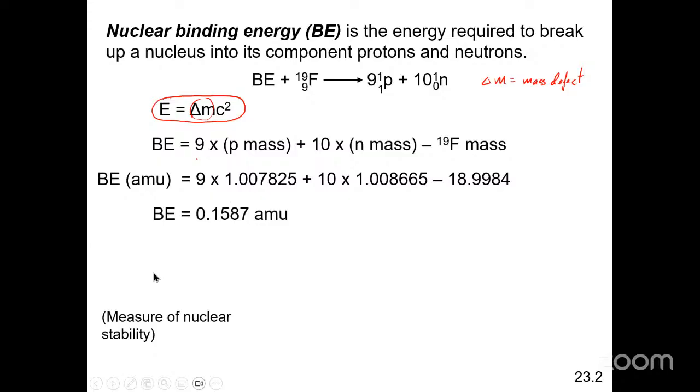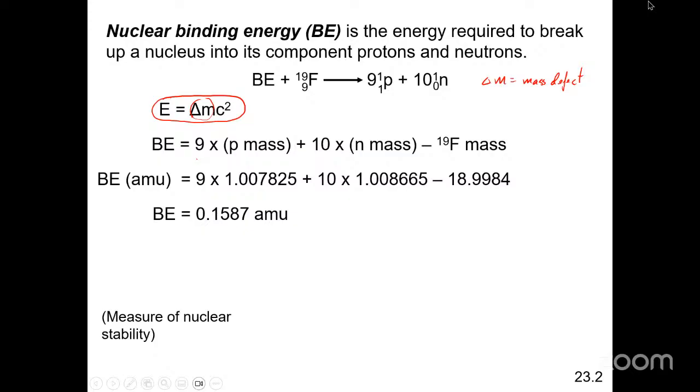So when we work that out, this is what we get, right? The mass defect would be 0.1587 AMU. And then what you'd have to do now is convert this to kilograms and then multiply by c squared, which is in meters per second, to get the binding energy.